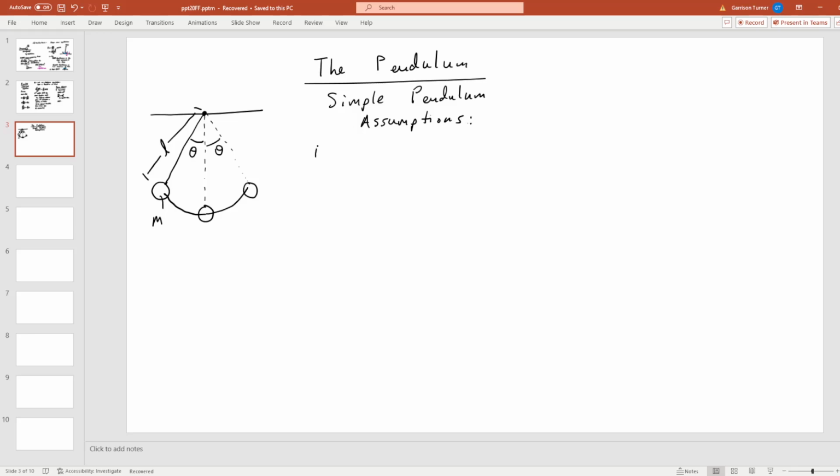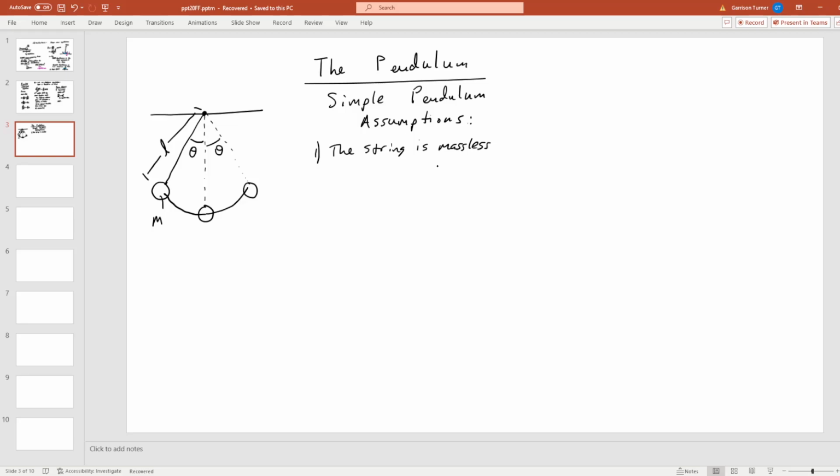Number one, the string is massless. This is usually achieved by using a very, very light string or rope compared to the weight of the mass. And the idea here is that the string is not contributing any moment of inertia to the system.